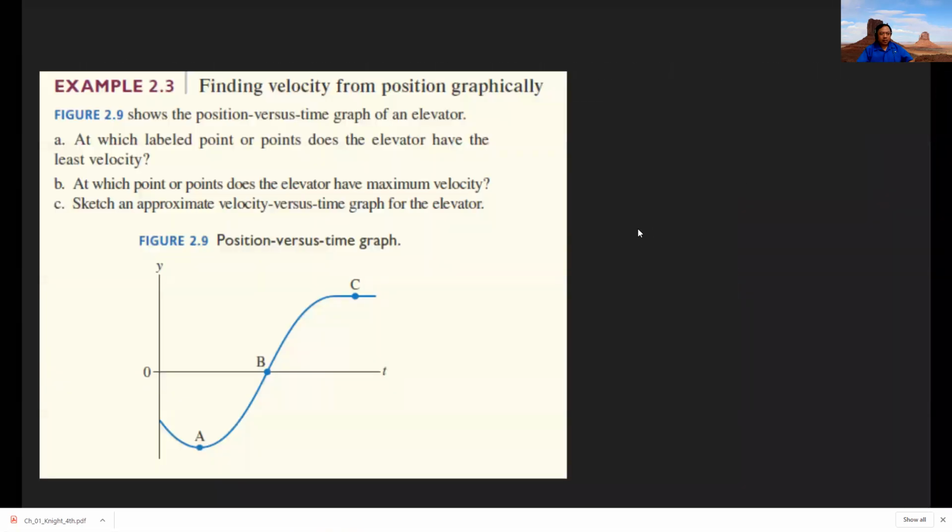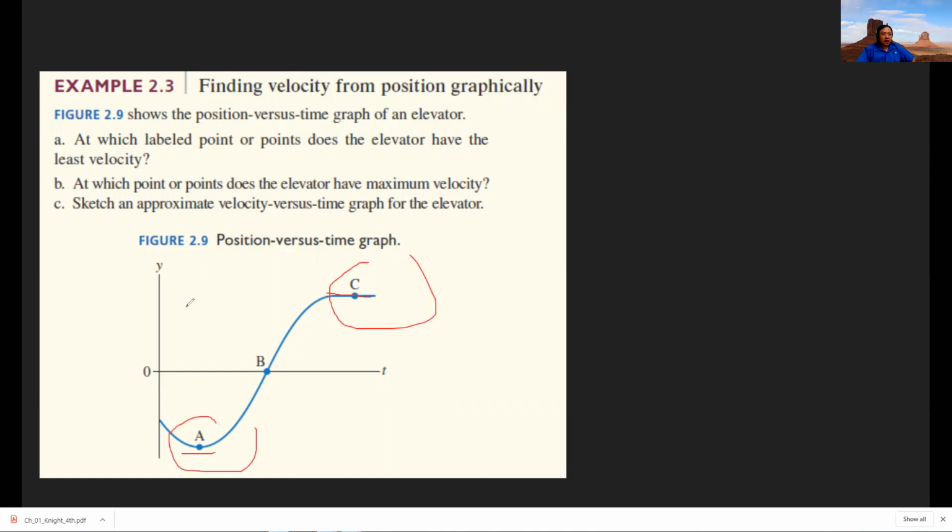And some examples. Finding velocity from position graphically. We have this kind of problem later on in our assessments. At which labeled point or points does the elevator have the least velocity? Obviously, the least velocity is where the tangent line is horizontal. So it's C and A. Then at which point or points does the elevator have maximum velocity? Maximum velocity is the maximum slope. This is a straight line here, and it's the maximum, so it's letter B.